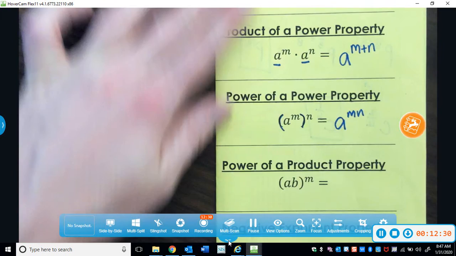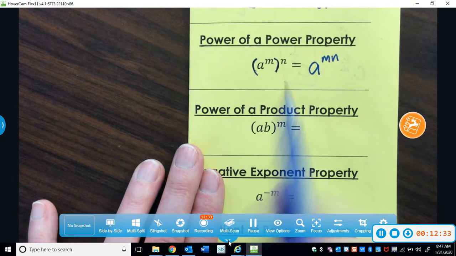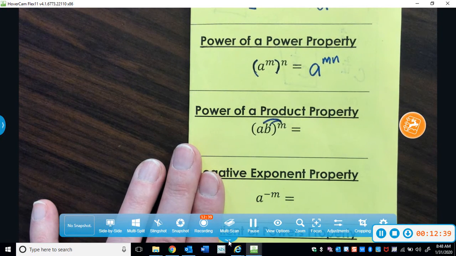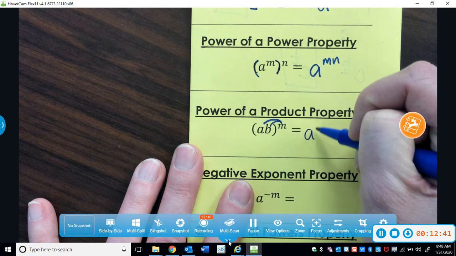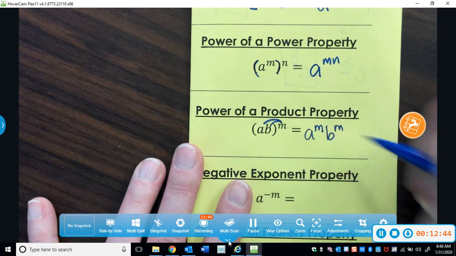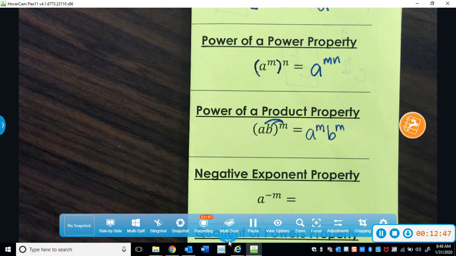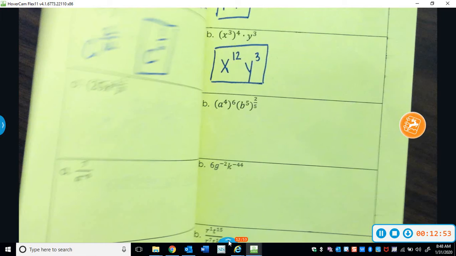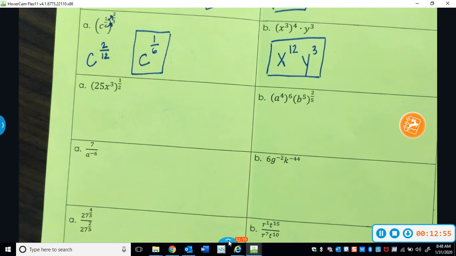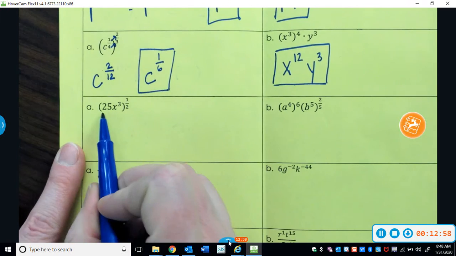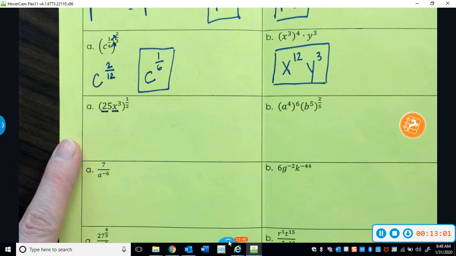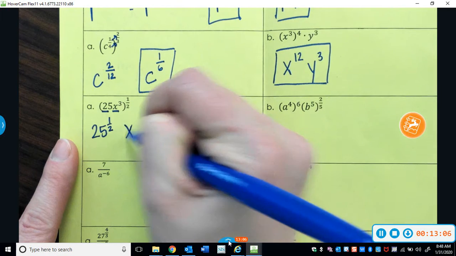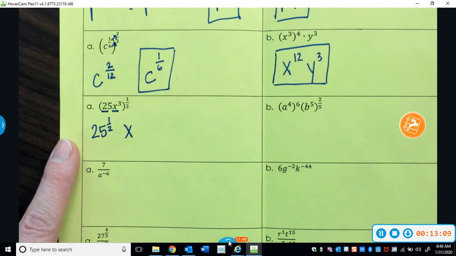So the next one we're going to talk about is very similar to this one, power of a power. It's just that if I have more than one thing, I need to make sure that both of them get that exponent. It's kind of like distributing. So A would now have an exponent of m, and B would also have an exponent of m. All right. So I need to think about giving both of these things this exponent of 1/2. So 25 now has an exponent of 1/2. And then what would be the new exponent for x, since it already has an exponent of 3?